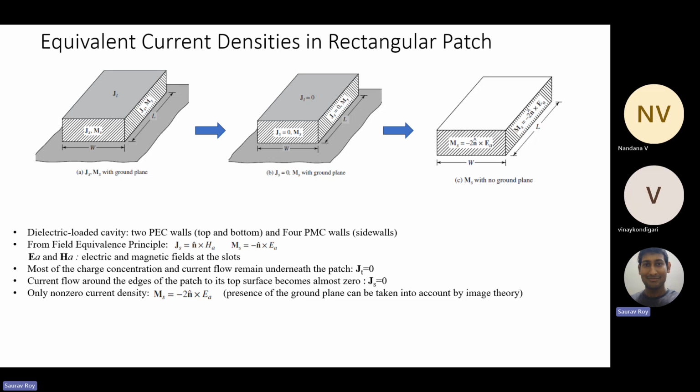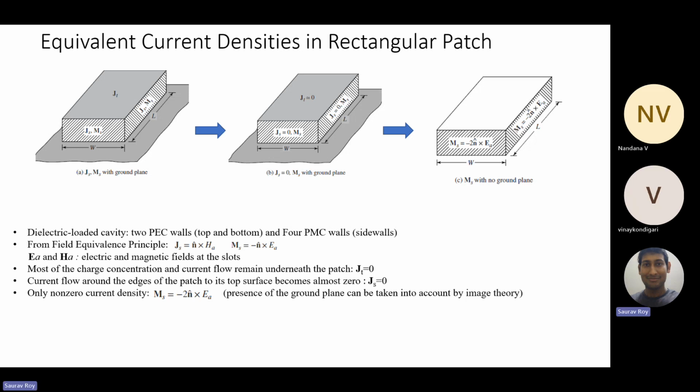That is there obviously. And E and H is what? E and H are the electric and magnetic fields at the slots, that means in the 4 side walls. If that is the case, then most of the charge concentration and current flow remains underneath the patch.